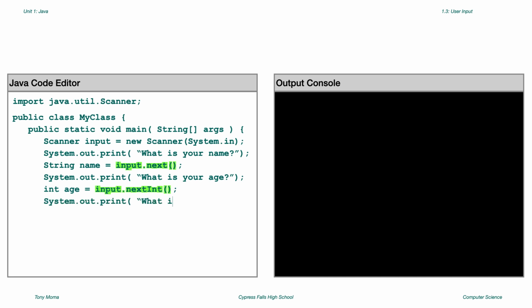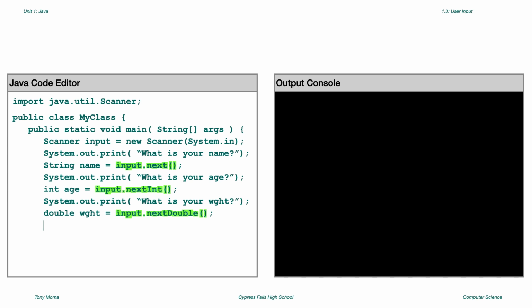Similarly, suppose I want to know the user's weight, and I want to store it as a double. In that case, I would use input.nextDouble. This method will then wait for the user to type a double value, and then it'll store that response inside a double variable. Once again, since I'm using the nextDouble method, the user's response must be of type double. If the user enters a string or a boolean, then it'll be a type mismatch, and it'll crash our program.